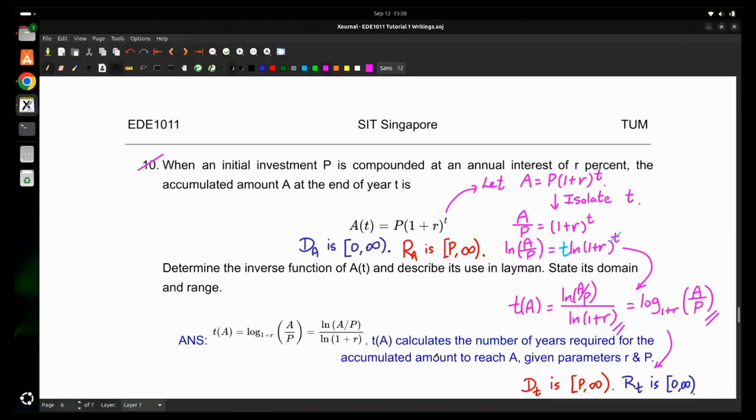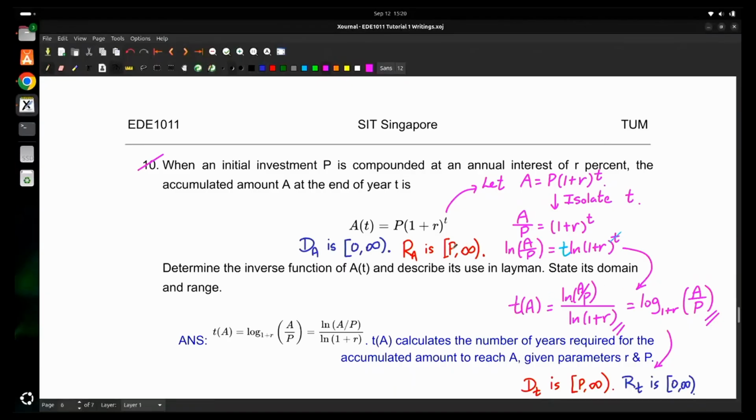It's very practical because if you want to plan for your retirement, or let's say you want to buy something, you want the accumulated amount to hit a certain value before you can use it to buy something that you want, for example your house. Then the T of A will be handy. So you need the inverse function to assist you to calculate. This is like financial planning, if you will.